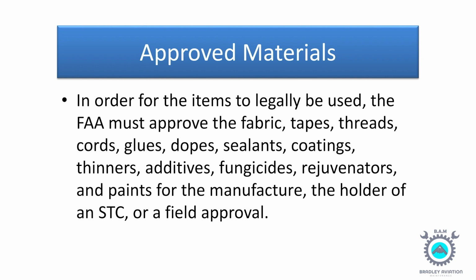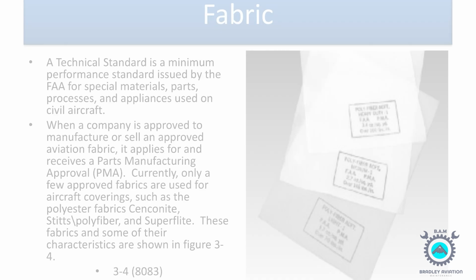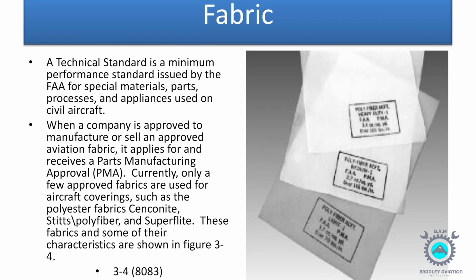Approved materials. In order for the items to legally be used, the FAA must approve the fabric, tapes, threads, cords, glues, dopes, sealants, coatings, thinners, additives, fungicides, rejuvenators, and paints for the manufacturer, the holder of an STC, or a field approval. Fabric. A technical standard is a minimum performance standard issued by the FAA for special materials, parts, processes, and appliances used on civil aircraft.